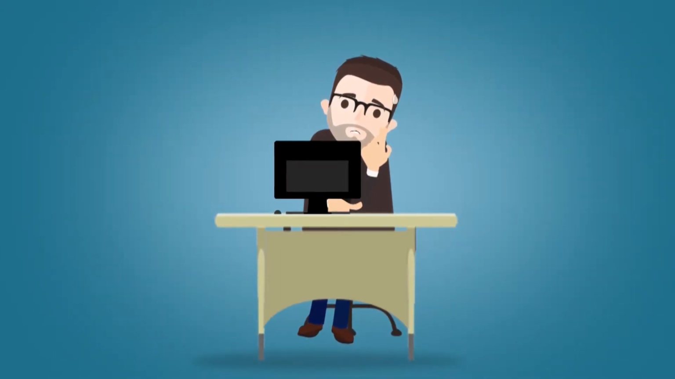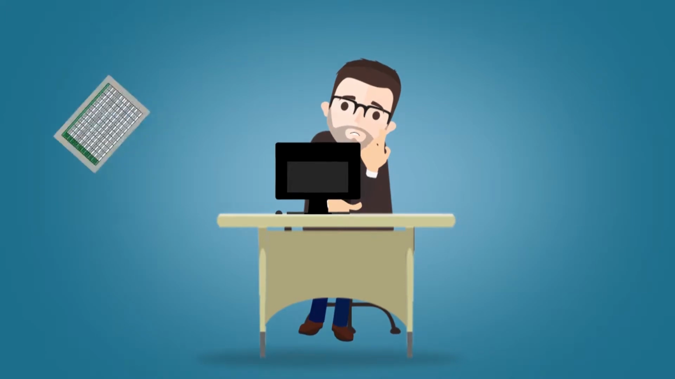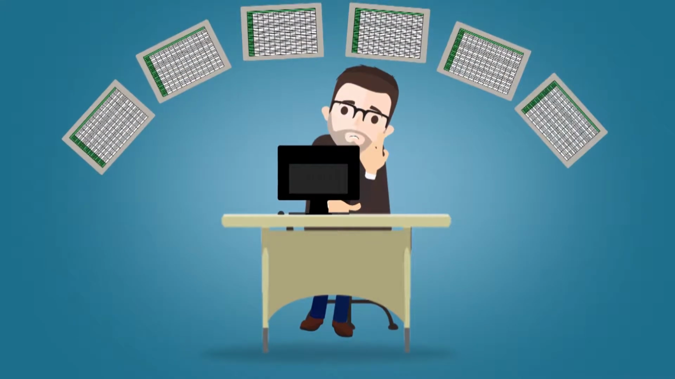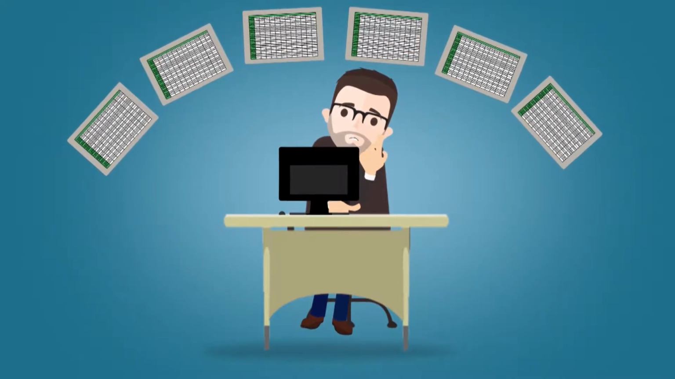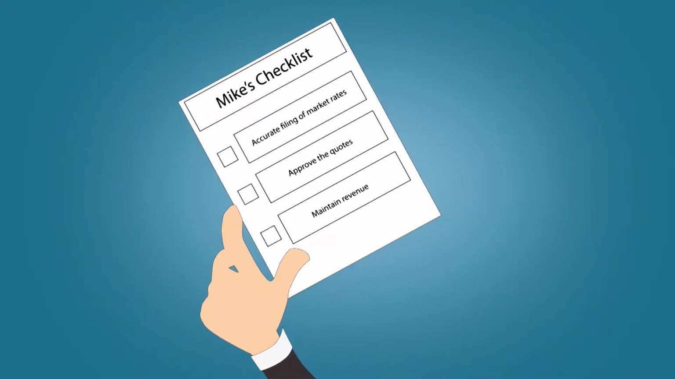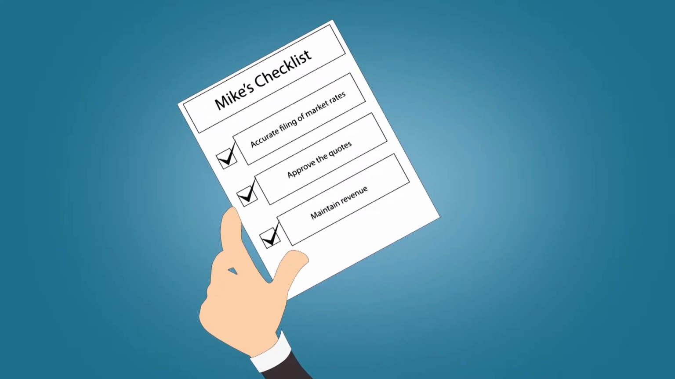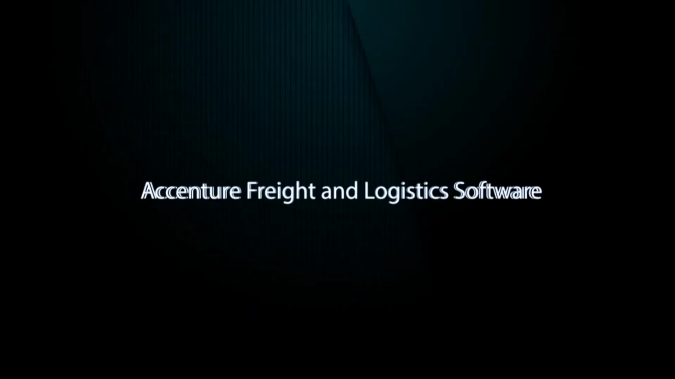He receives about 25 requests a day. Mike has to refer to the Excel file each time he needs to approve a quote and has to calculate the contribution before approving the same. Mike's challenge is to do accurate filing of market rates and approve the quotes without hitting the revenue. This is very simple using AFLS.